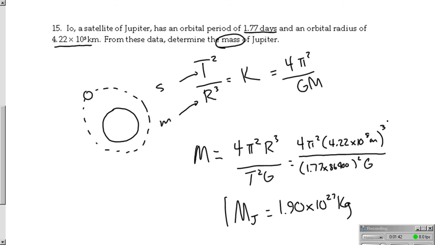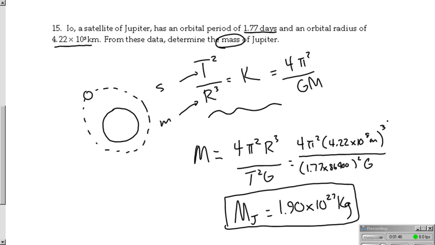Now it's worth mentioning real quick that this equation up here will only work for our little m, our orbiting body, much less than our massive body. So it works well here because Io's mass is much less than Jupiter. We're talking, has to be at least a couple orders of magnitude.